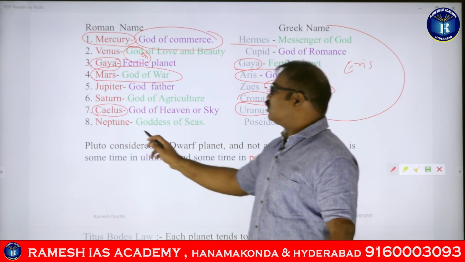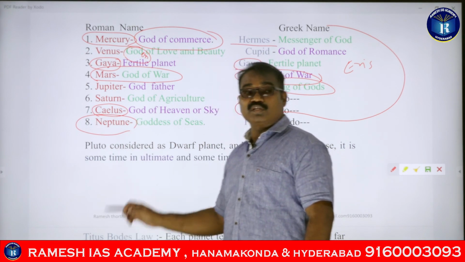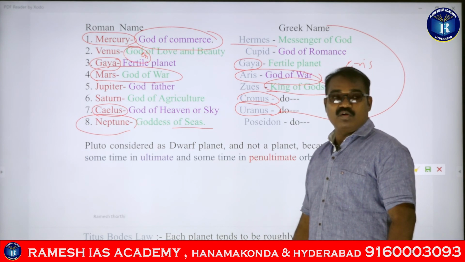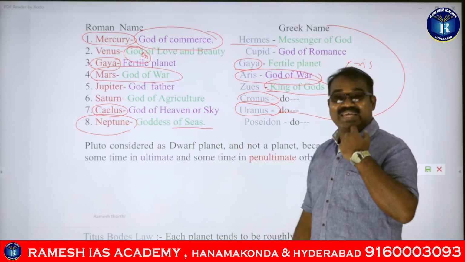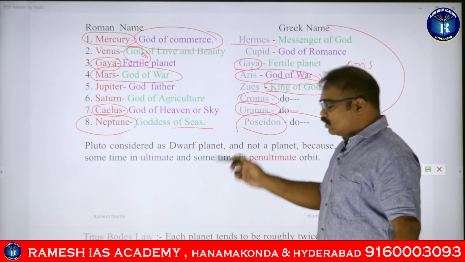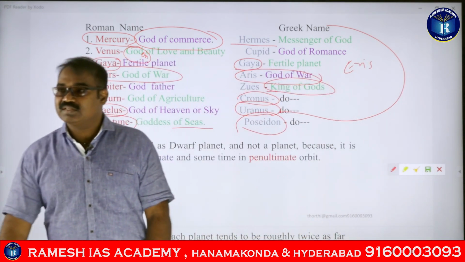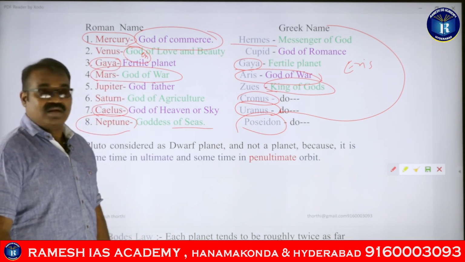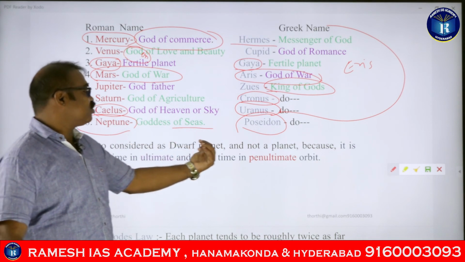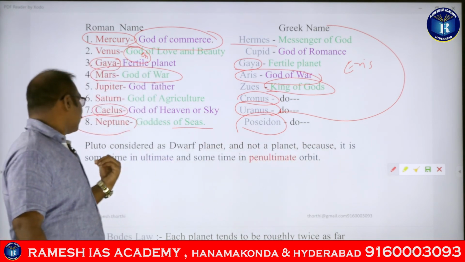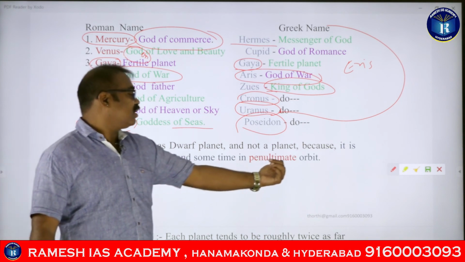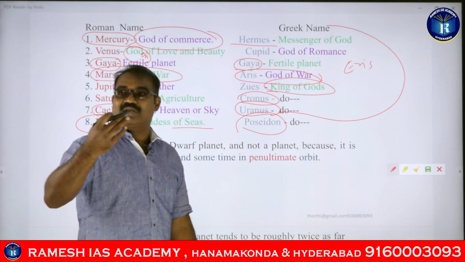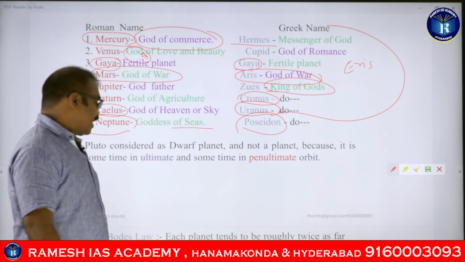And the last one, Neptune, the god of the oceans or the seas. Neptune is the god of the seas of the Romans, and Greeks call it Poseidon, again the god of the seas or oceans. So these are the Greco-Roman names of our planets. We have already seen that Pluto is considered a dwarf planet, not a planet, because it is sometimes the ultimate and sometimes the penultimate orbit. So sometimes it is the last planet, sometimes the second last planet.